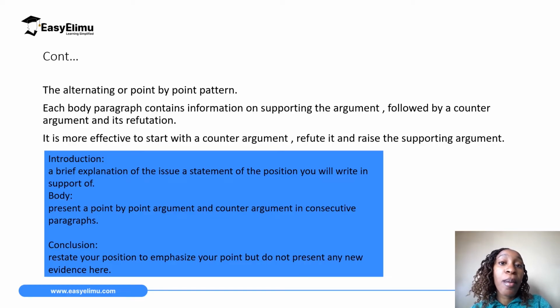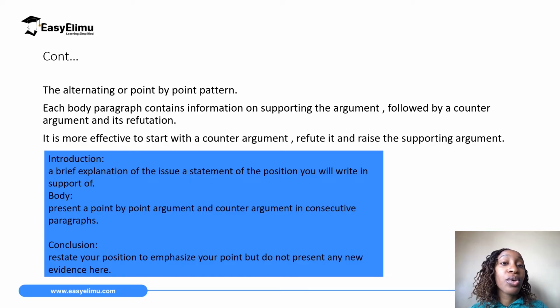point by point. What this means is that each paragraph that you write will contain information that is supporting one position, followed by one that is not supporting. So one paragraph will have the 2 points of view. You will start just like any essay. You start with the introduction, you introduce your essay, you state your position.